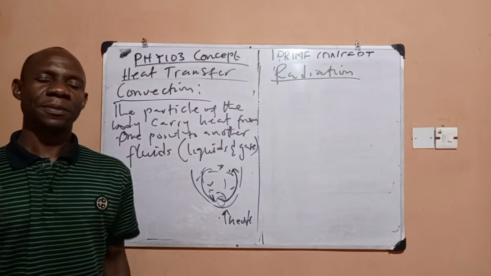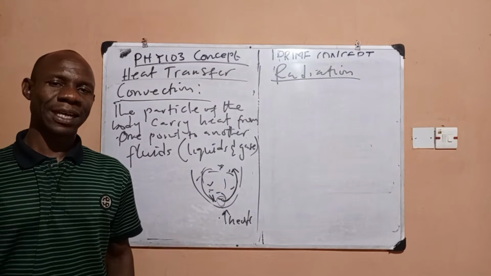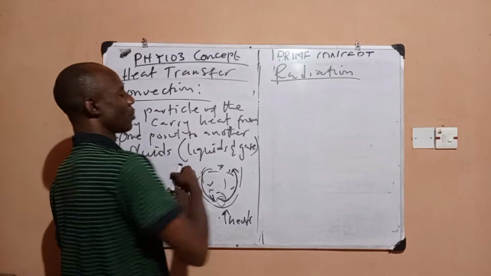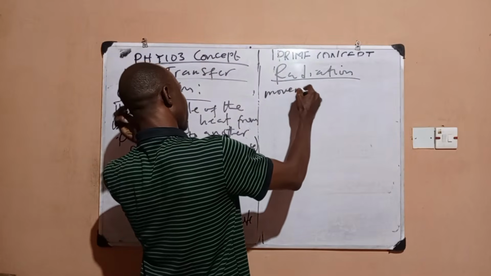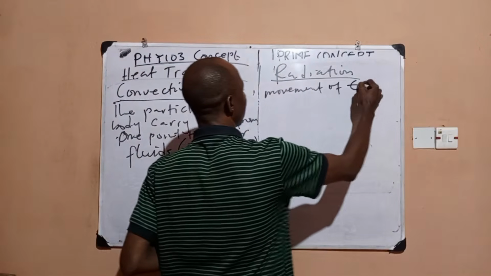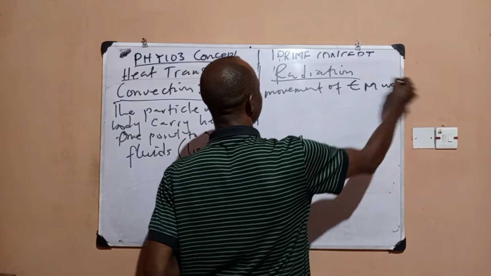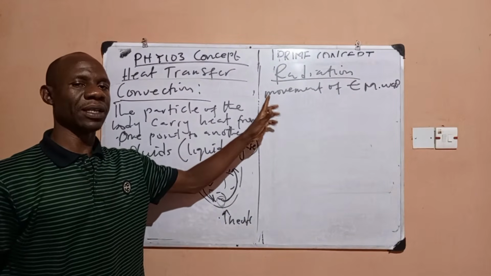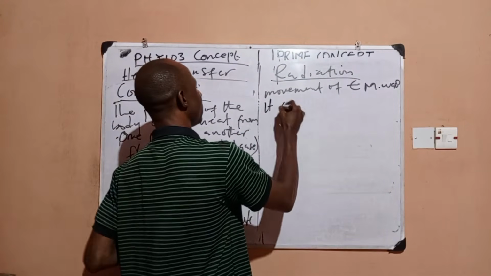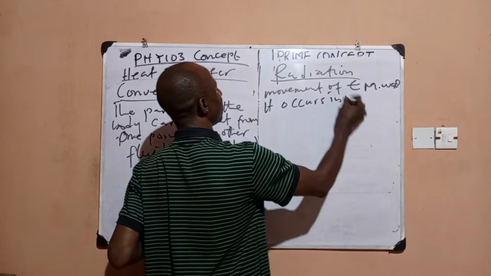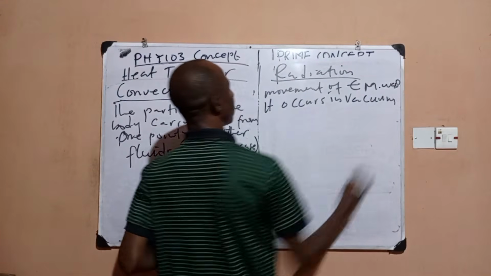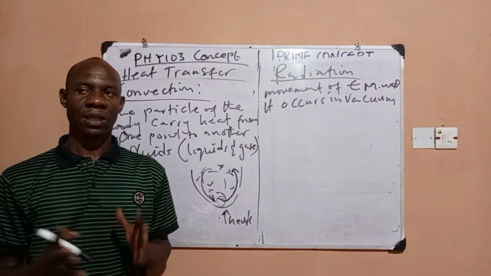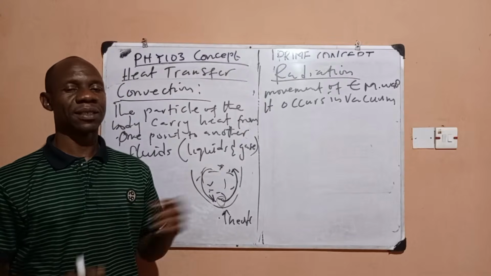Radiation is simply the movement of electromagnetic wave. Radiation is the movement of what? Electromagnetic wave, EM wave. That is radiation, and radiation usually occurs in vacuum. When we say vacuum, we mean free space. It occurs in vacuum. That is radiation.